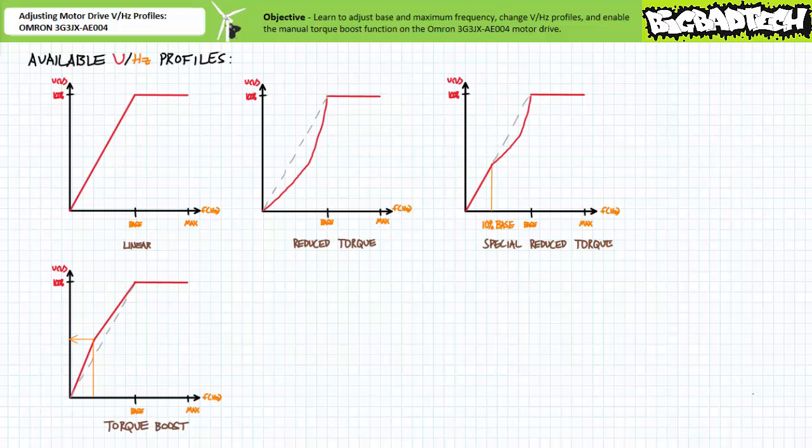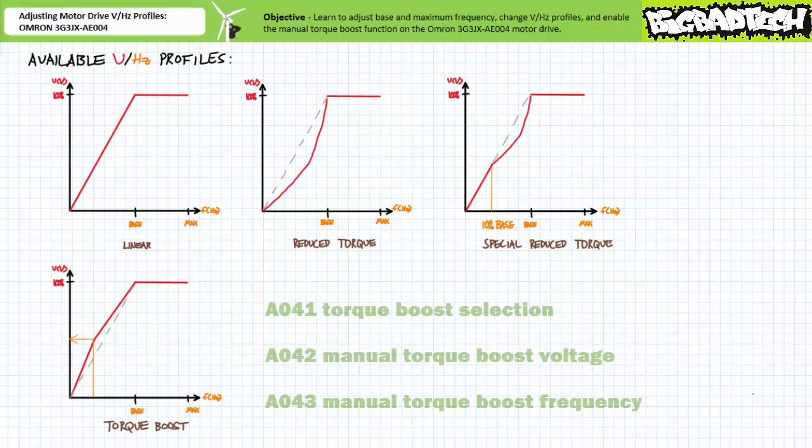The 4th volts per Hertz profile is actually a user customizable modification of the linear volts per Hertz profile called the manual torque boost function. The manual torque boost function allows an operator to manually select a steeper initial applied voltage slope at lower excitation frequencies for the purposes of establishing an initial burst of current at low speeds. To enable manual torque boost, an operator needs to check 3 parameters. Extended function parameter A041, torque boost selection, has 2 options: 00, the default state, manual, and 01, automatic.